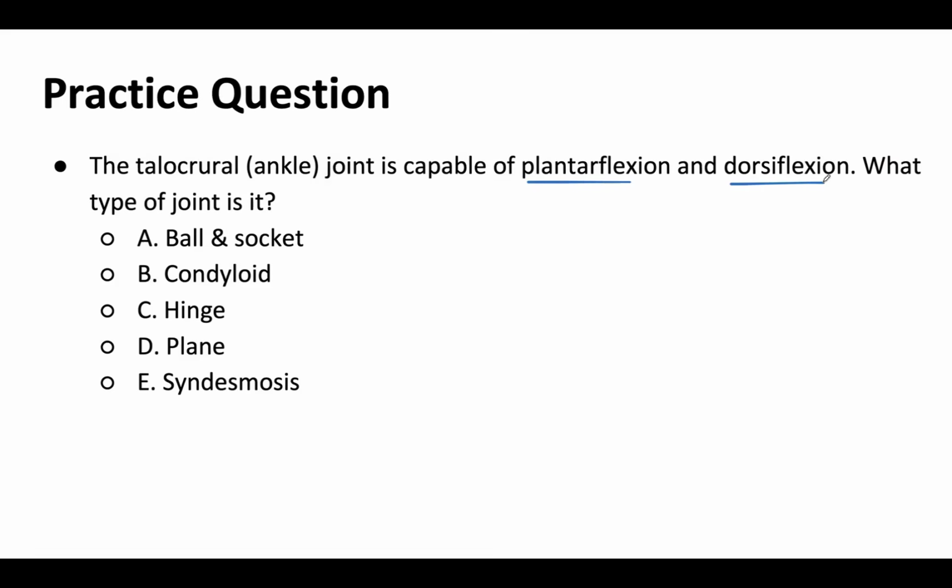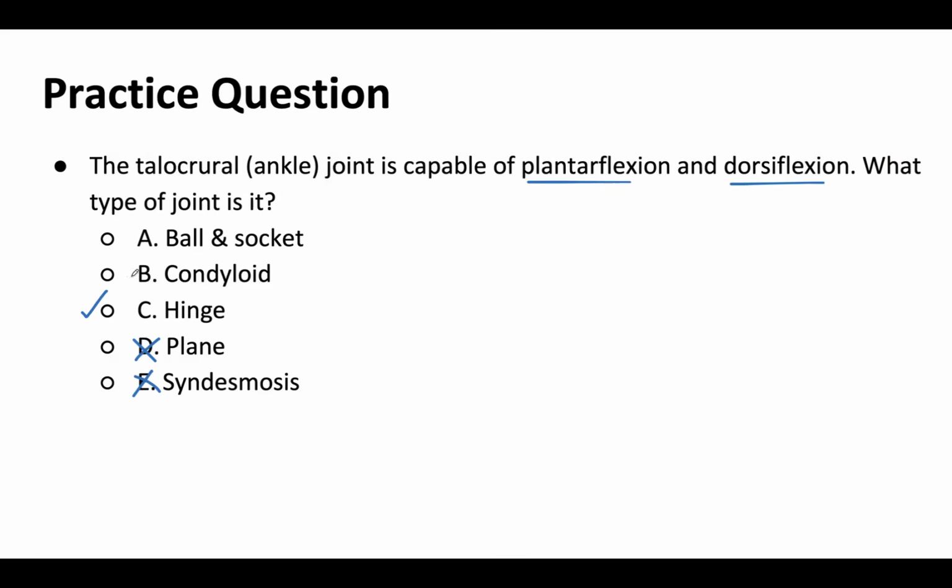these words do have flexion in the name, so we can mark out the plane joint. Plane joints are not capable of flexion. And we can also mark out syndesmosis. Recall, these are fibrous joints, so they're not capable of much movement. So these two are out. The other three joints are capable of flexion. Plantar flexion and dorsiflexion are an up and down movement in one axis. So that sounds very hinge-like to me.